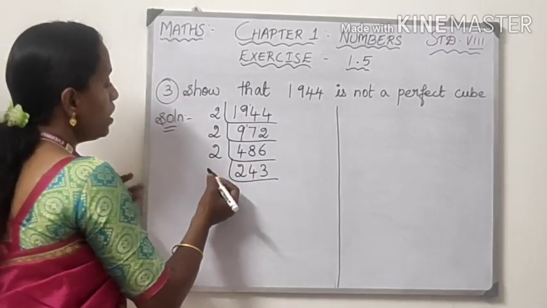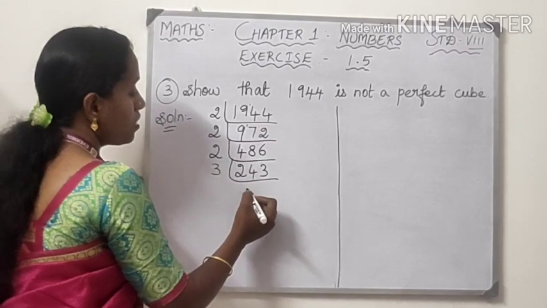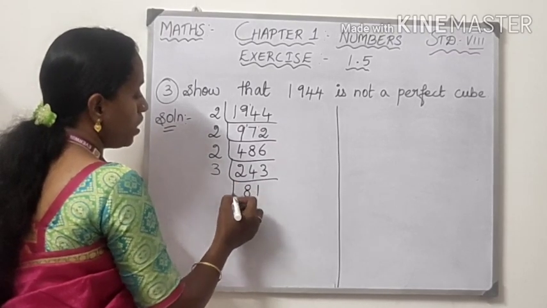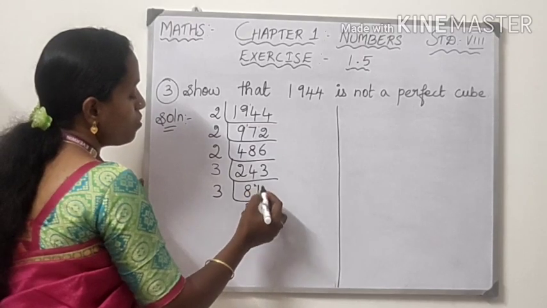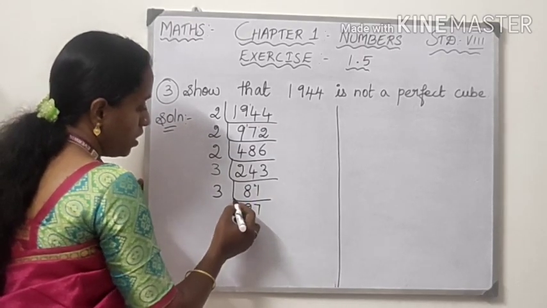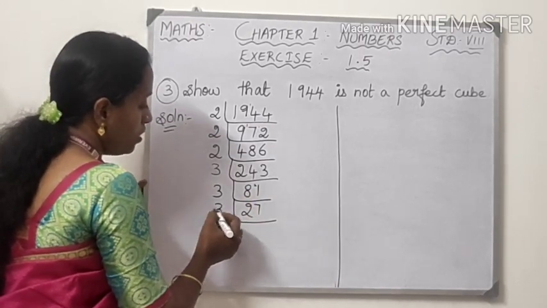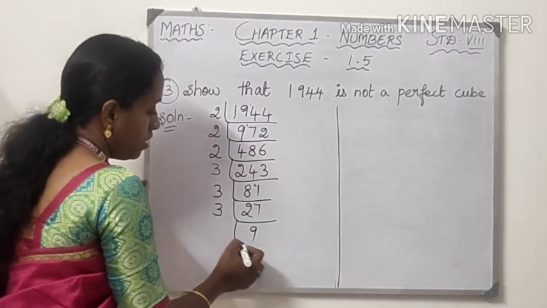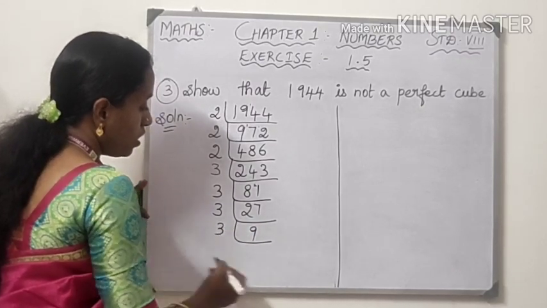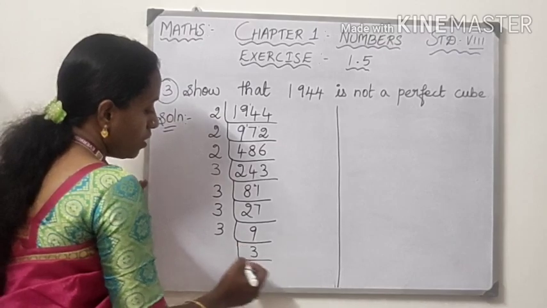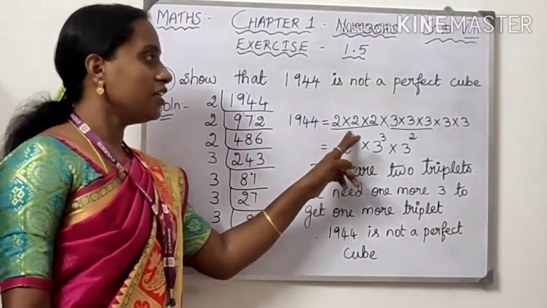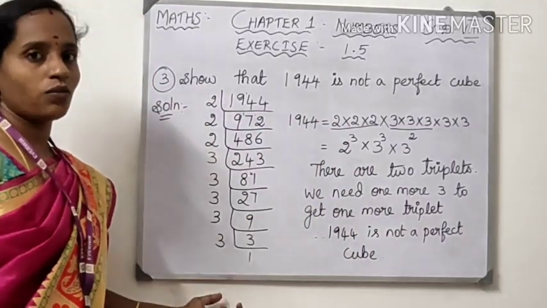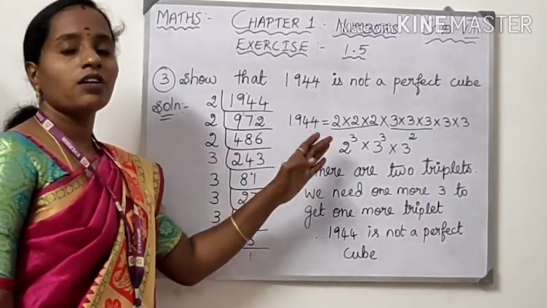Now I am moving with the prime number 3. 3 8s are 24 and 3 1s are 3. Then 3 table, 3 2s are 6, balance is 2, 3 7s are 21. Then again I can use 3 table, 3 9s are 27. Then again 3 table, 3 3s are 9. Last 3 1s are 3. Now we have written the prime factors we have got for this 1944.